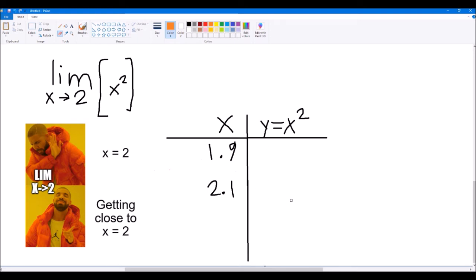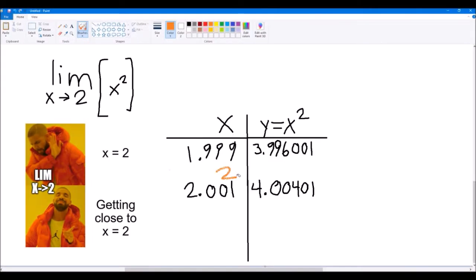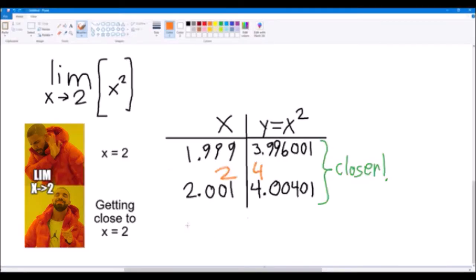Say at x equals 1.999, y equals 3.996001. And at x equals 2.001, y equals 4.004001. So now we have a really close estimate. And once again, since x equals 2 is between 1.999 and 2.001, the y value is going to be between 3.996001 and 4.004001.